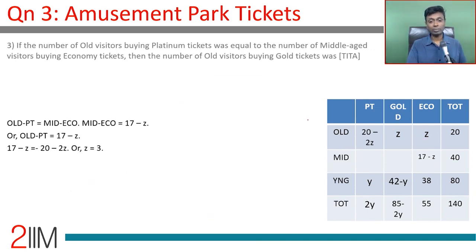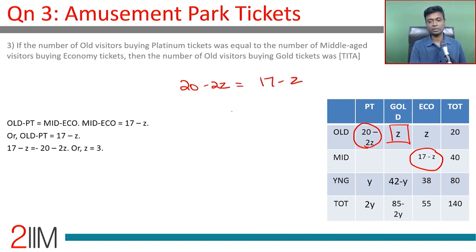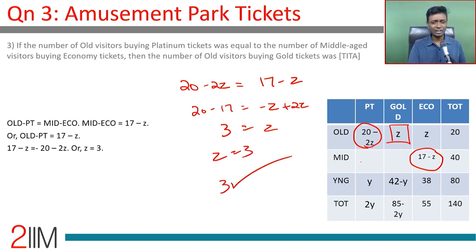The number of old visitors buying platinum tickets was equal to the number of middle-aged visitors buying economy tickets. Old buying platinum is middle-aged buying economy. Then the number of old visitors buying gold tickets was, and this seems an easy question, we know that 20 minus 2z equals 17 minus z, and we need to find z. Or 20 minus 17 is minus z plus 2z. 3 equals z. Z is 3. We've got 3 as the answer. That's a fairly simple question if you fill in the right variables.